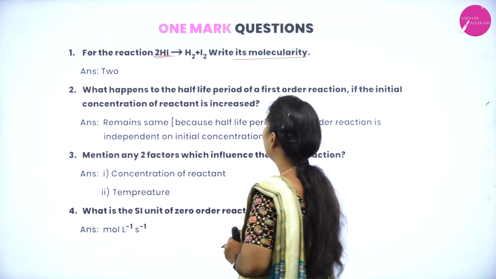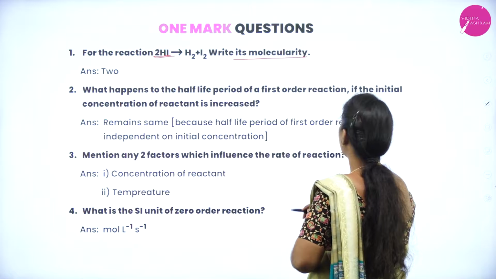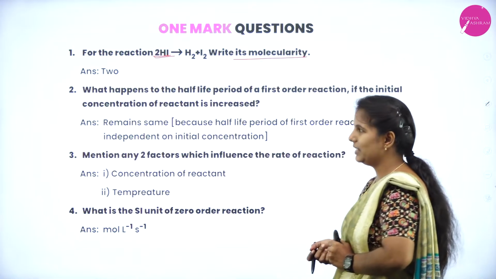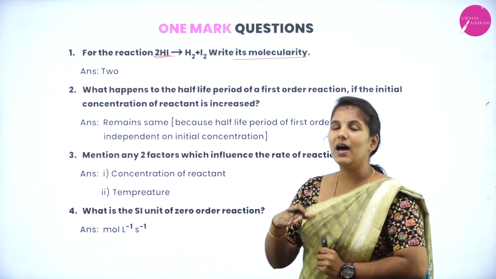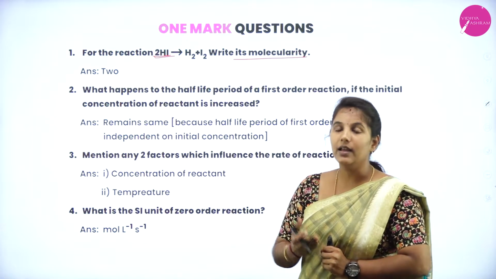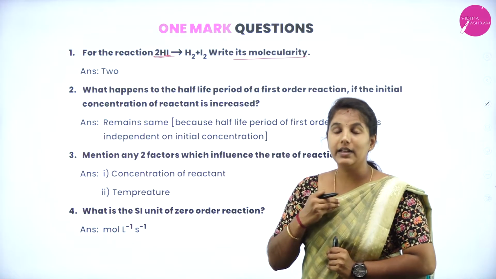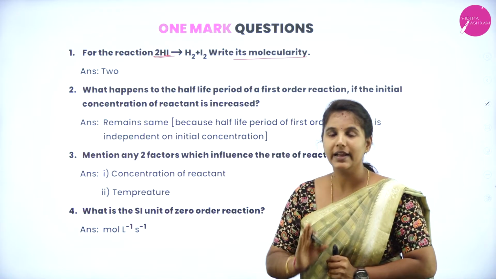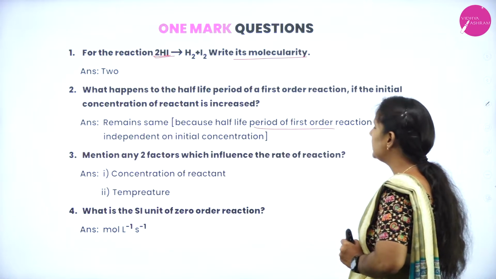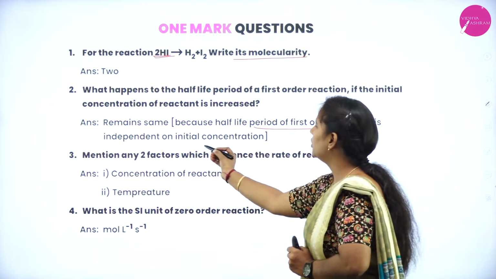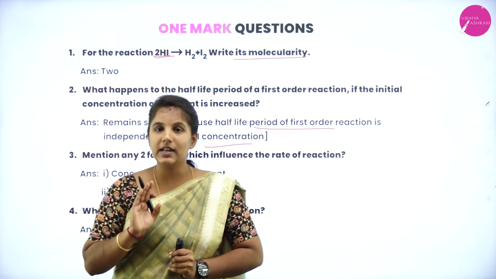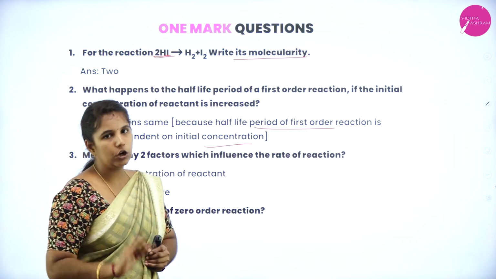What happens to the half-life period of a first order reaction if the initial concentration of the reactant is increased? So what will happen to the half-life period of the reaction even though you are increasing the initial concentration of the reactant? It does not change at all because it remains the same. Okay, because the half-life period for a first order reaction is independent of the initial concentration of the reactant. That is why it does not change and it remains constant.